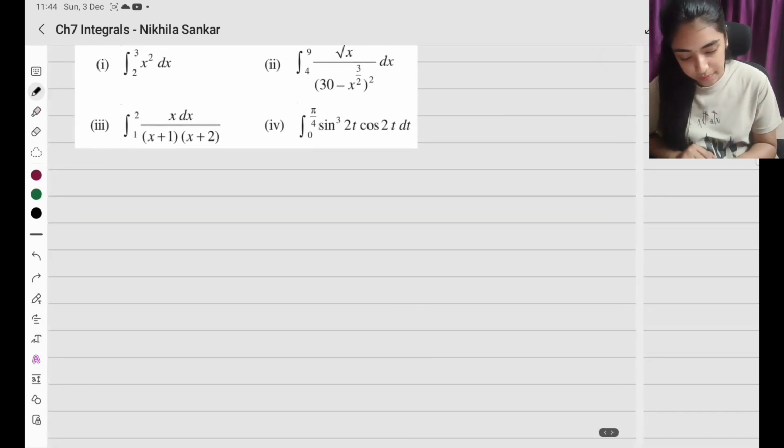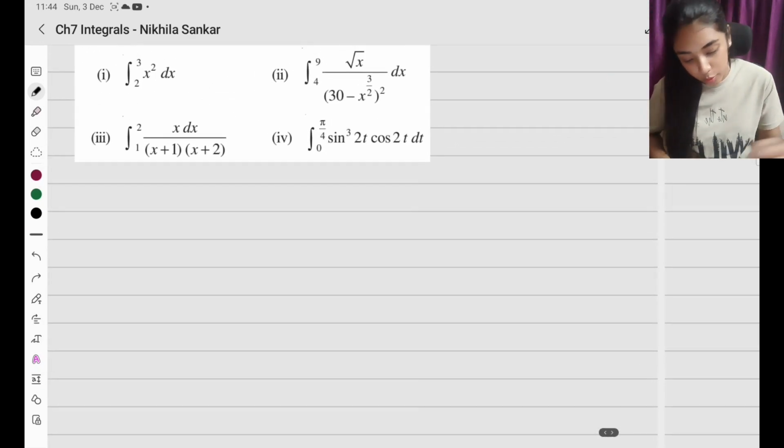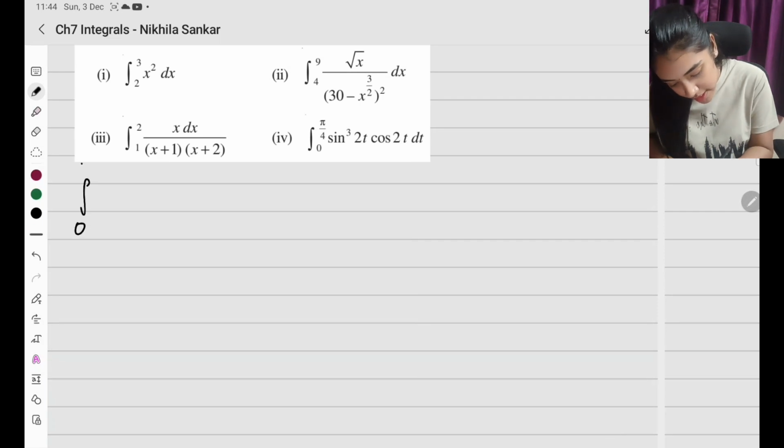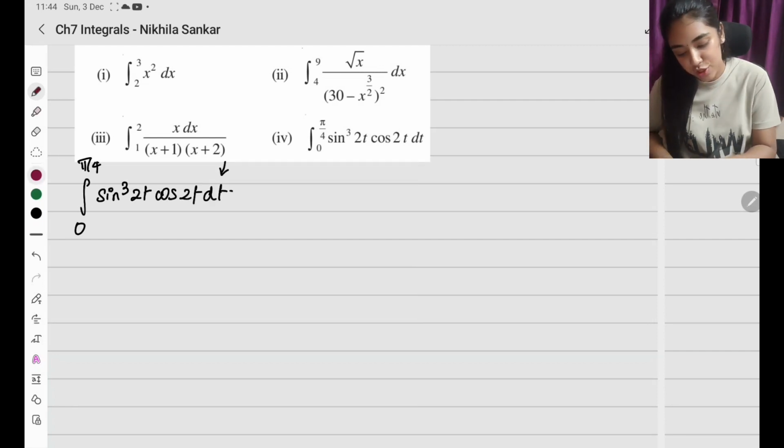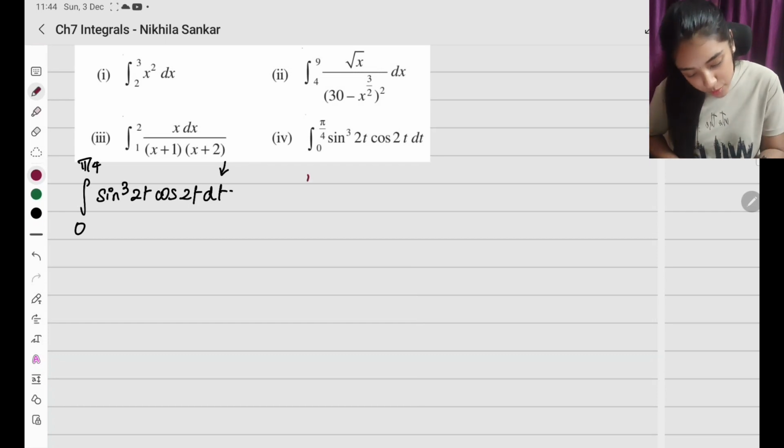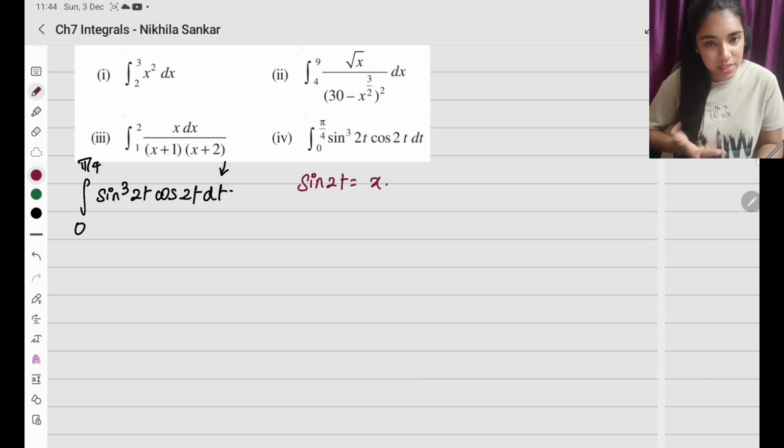Subsection 4. So here also I am going to use the substitution method. So, I have integral of 0 to pi by 4 sin cube 2t cos 2t dt. So, the variable of integration is going to be t. What substitution am I going to make? Let me take sin 2t equals x. Since the variable is given as t here, I'm going to take x for the substitution.